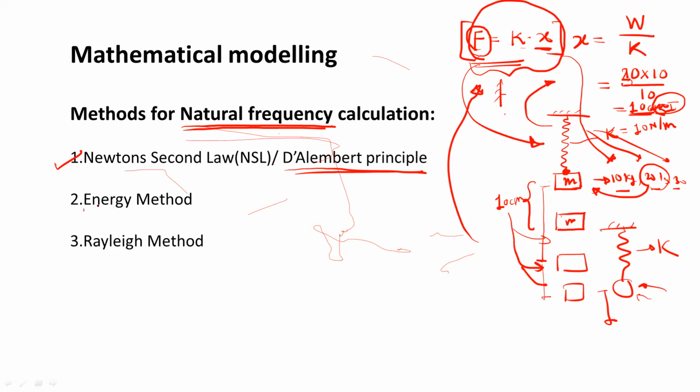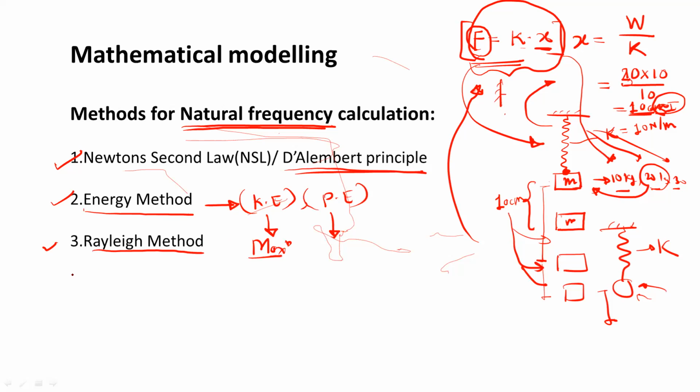Then second is the energy method. Here in the energy method, we will use the kinetic energy and the potential energy. Then third is Rayleigh's method. Rayleigh's method is also based on the kinetic energy and the potential energy, just we will consider only the maximum energy. And the fourth method is the Lagrangian method.